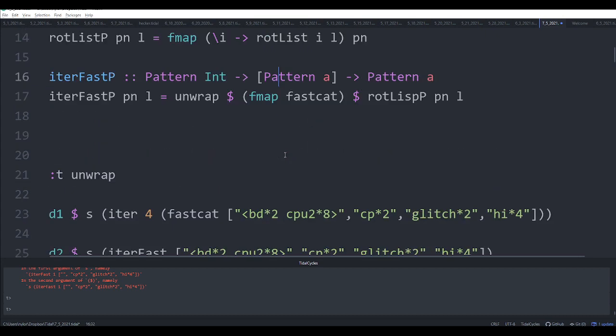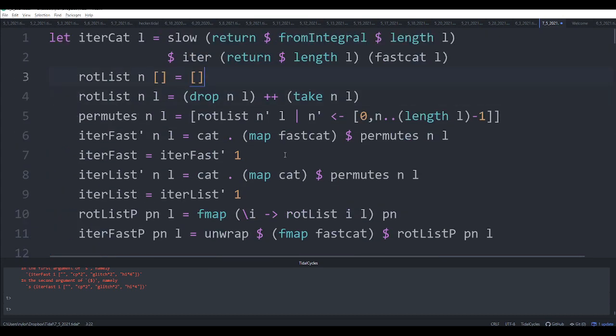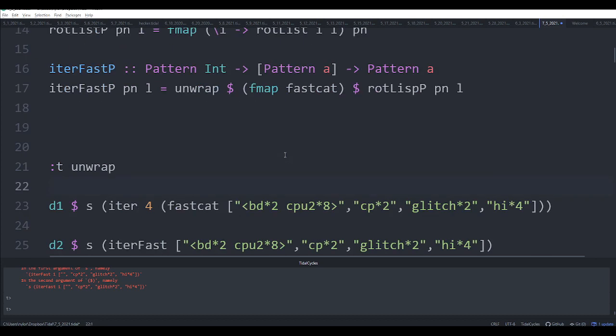Wait a second. Is that because they're actually not lining up, or is it because permutes is fixing a starting point while doing it with patterns is not? Oh dear. Okay.